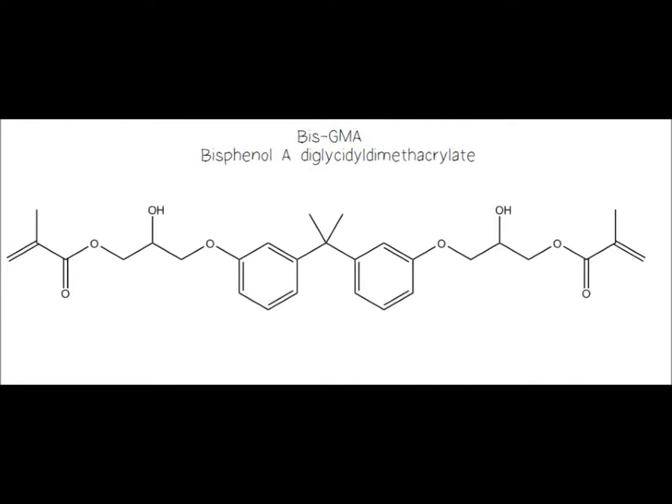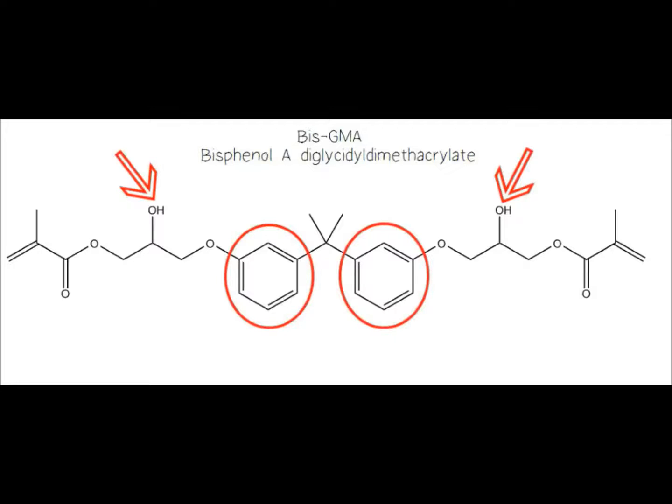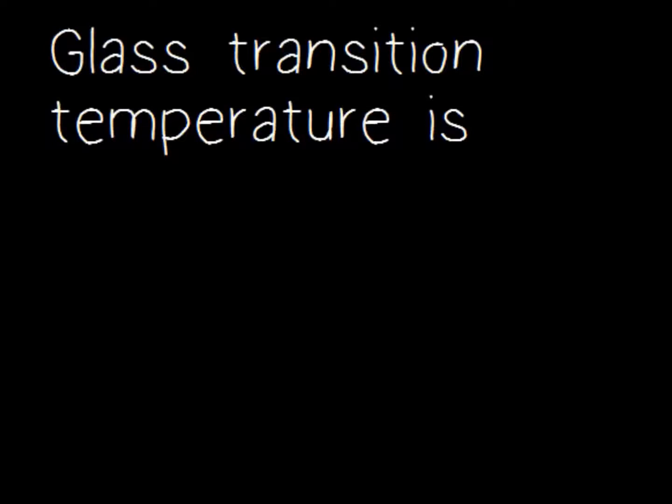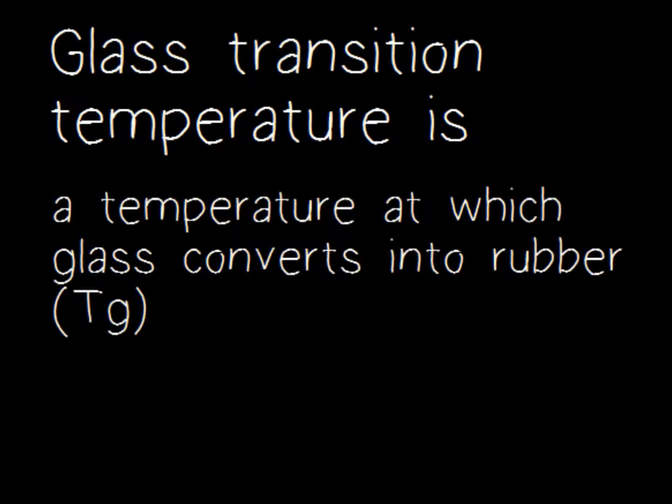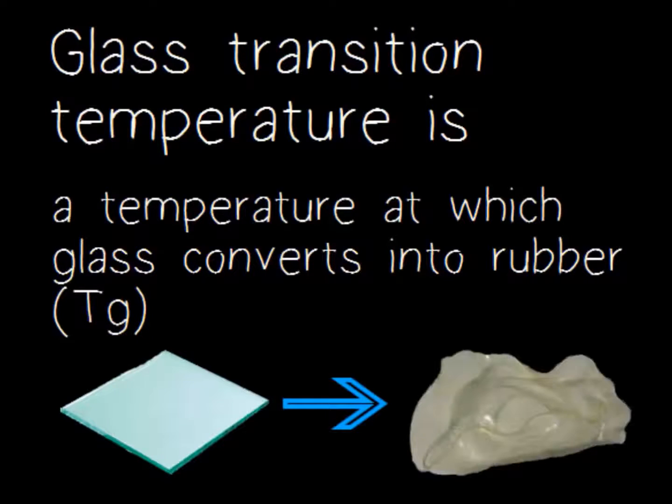BisGMA is very viscous because of the presence of aromatic rings in the structure and also hydrogen bonds on the hydroxyl group on the alkyl chain. This brings the structure close together and also causes BisGMA to have low mobility and a higher glass transition temperature, or Tg. Glass transition temperature is the temperature at which glass converts into rubber.